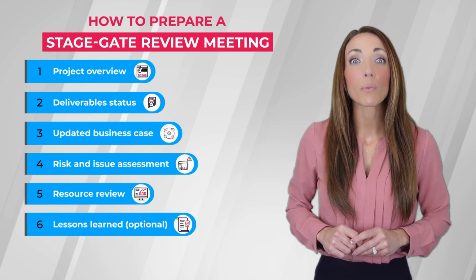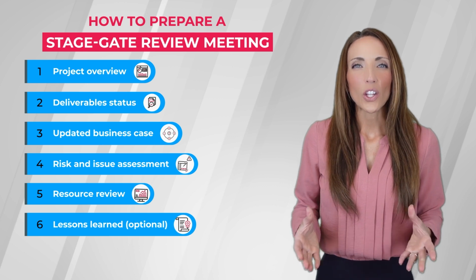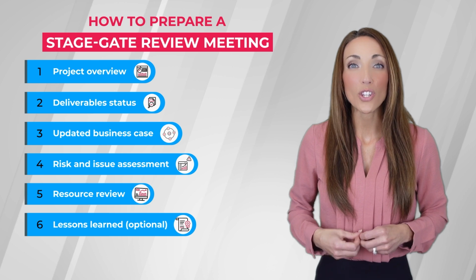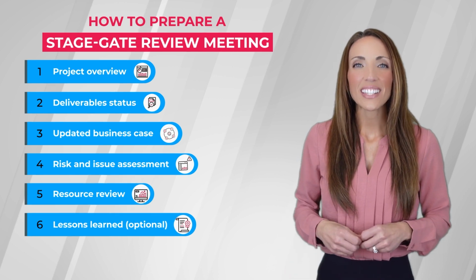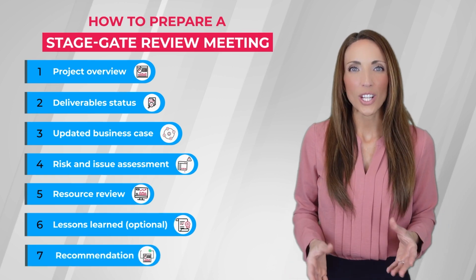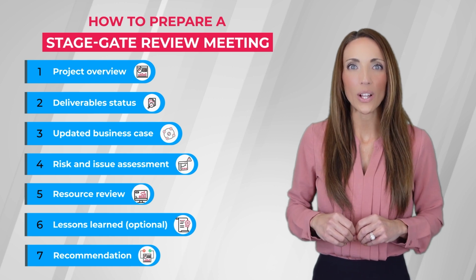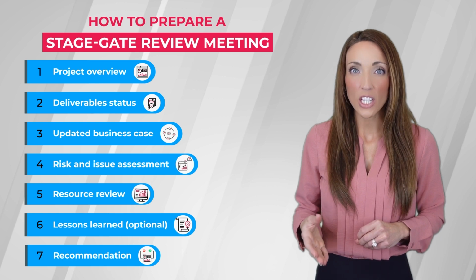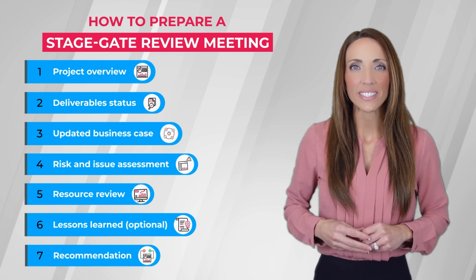6. Lessons learned. This point is optional but valuable. Share relevant learnings or early warnings from the current stage that could improve execution in future phases. And finally, 7. Recommendation. End with a clear proposal. Proceed, hold, redirect, or terminate, and provide justification based on the review.